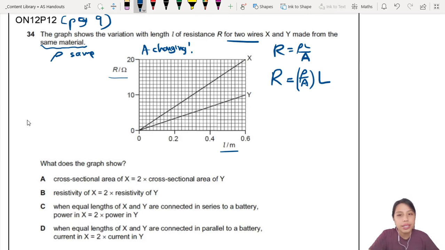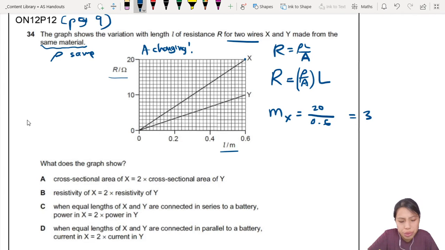Let's see the first one. They talk about cross-section area. Area means we need to find gradient. So you find gradient. I use M for my gradient. A gradient of X is what? You pick a point, calculate it. What is that? 20 over 0.6.